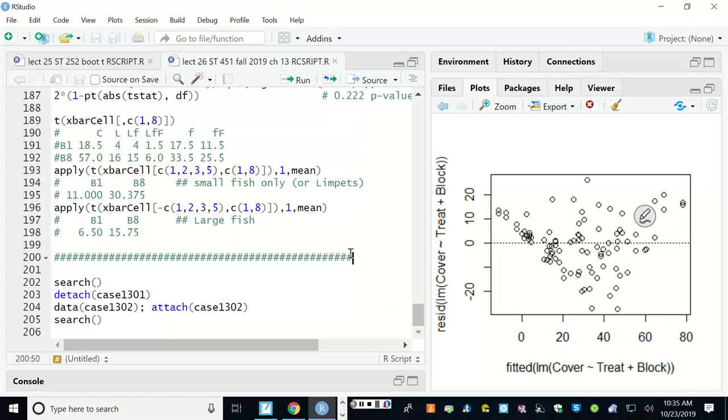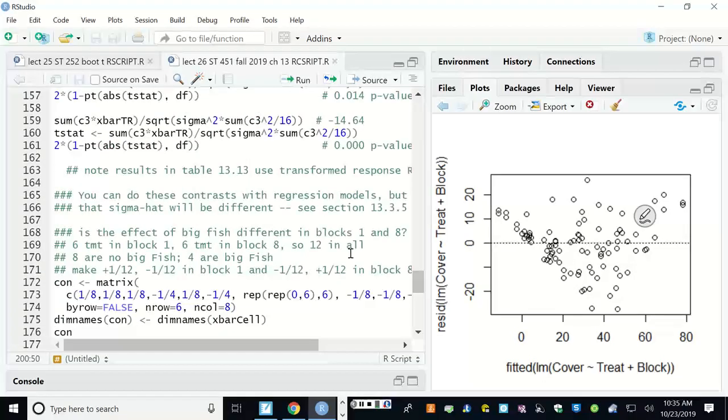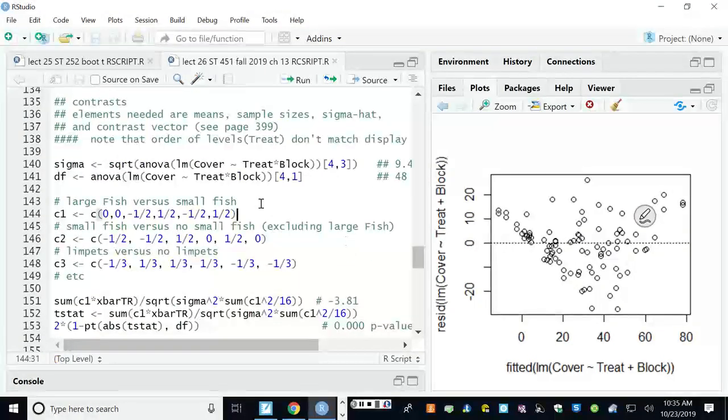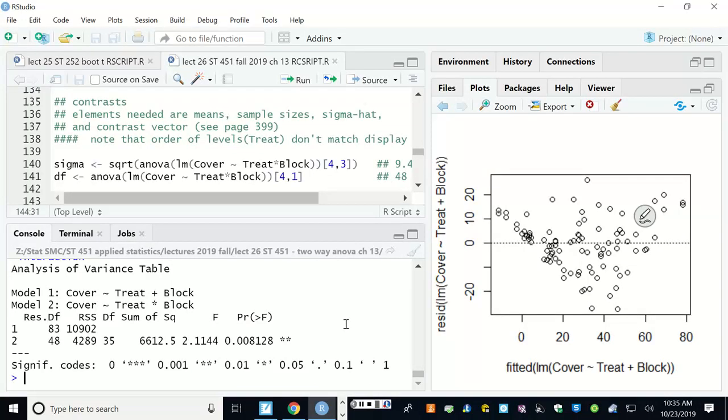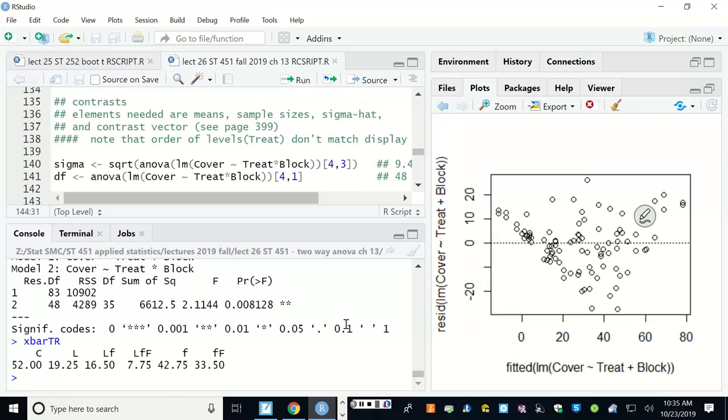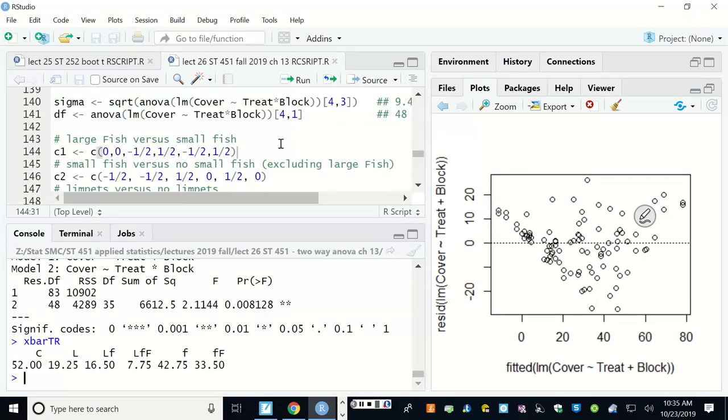I did the means before. Oops, went to the end. There it is. So the thing I want to look at is called X-bar treatment. Here's the averages for the treatments. Each treatment was done 16 times, because there's 2 of each at each of the 8 blocks, so 16 is the sample size for each of these things.